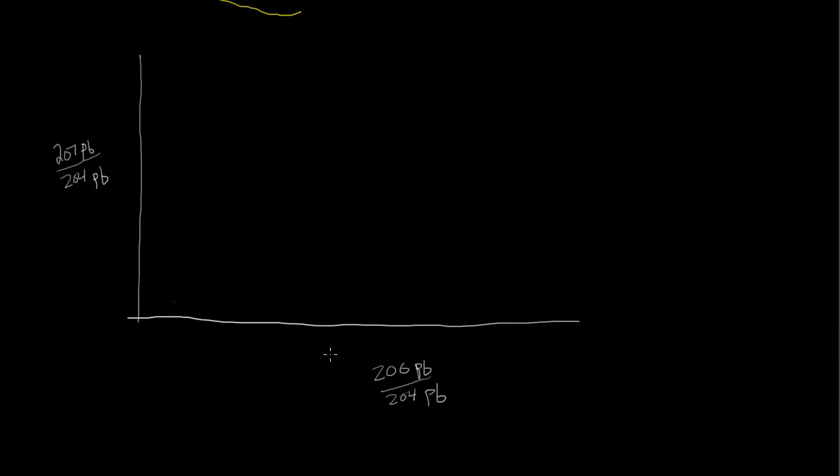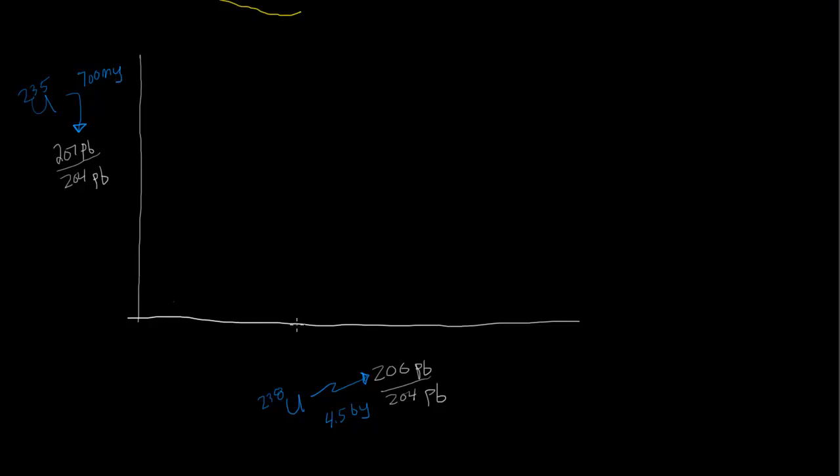Lead 206 here comes from the decay of uranium 238. So uranium 238 is decaying to form lead 206. And remember, this has a relatively long half-life of about 4.5 billion years. Lead 207 comes from the decay of uranium 235, which is decaying to lead 207, and this has a slightly shorter half-life of 700 million years.